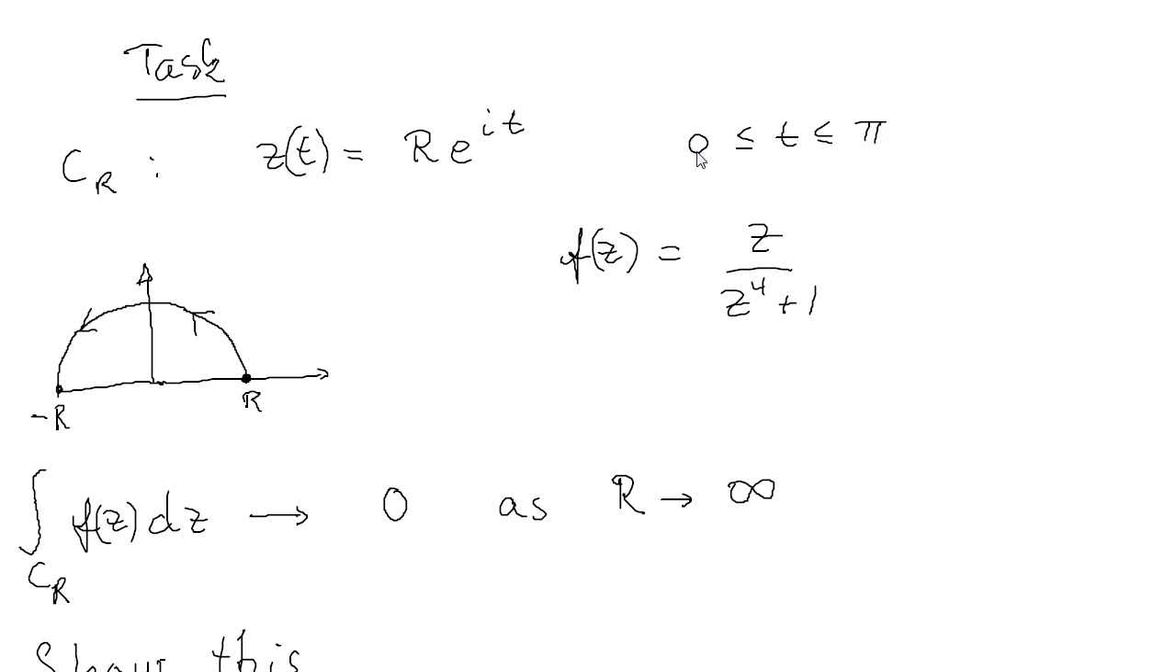So here is our A and here is our B. In this example or task, we have that f of z is equal to z divided by z to the power of 4 plus 1. And we are going to show that the integral over this path denoted C_R is converging to 0 as R converges to infinity.